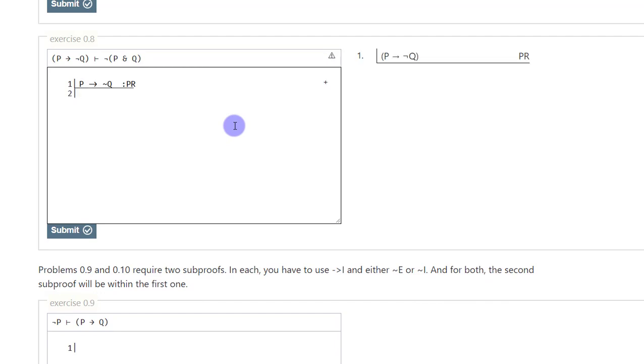Okay, now in this one, I have the one premise, and my conclusion is not (P and Q). So what I want to do here is make the opposite of my conclusion the assumption, like I've done before, but in this case, that's going to be P and Q. Okay, so if you have this assumption, maybe you can see how this is going to go.